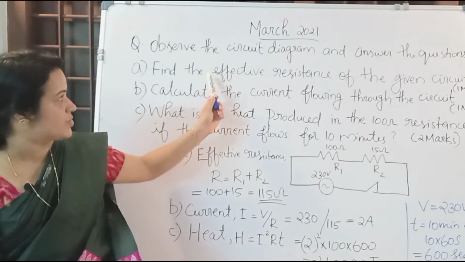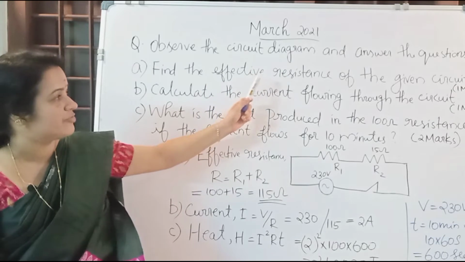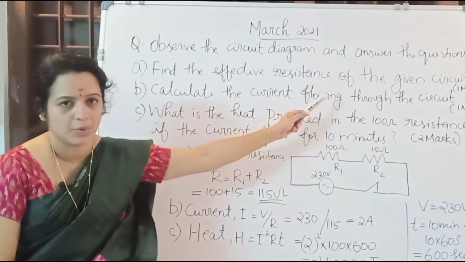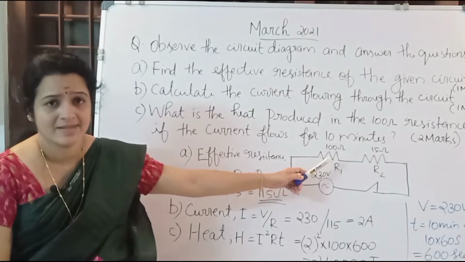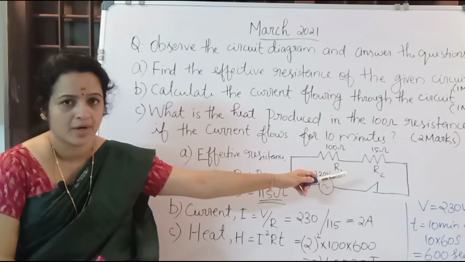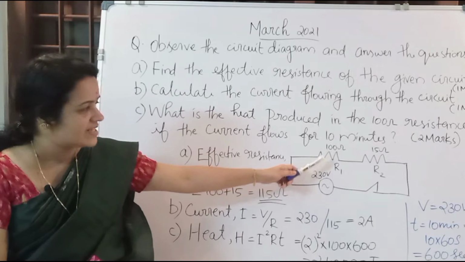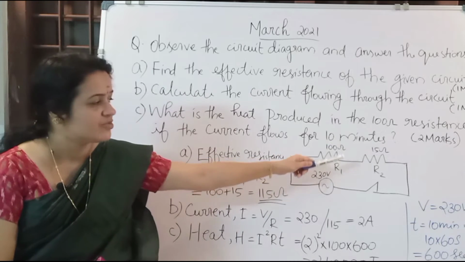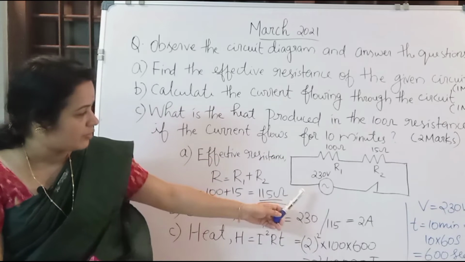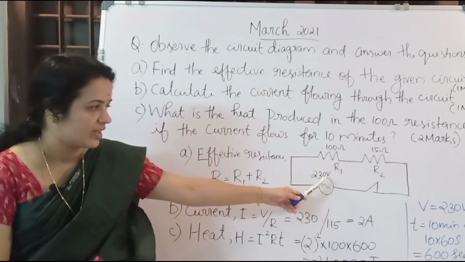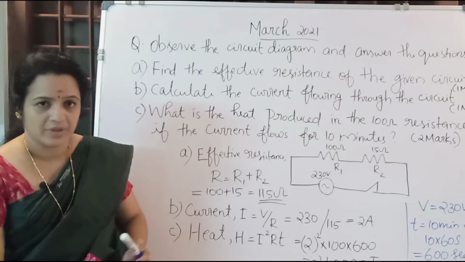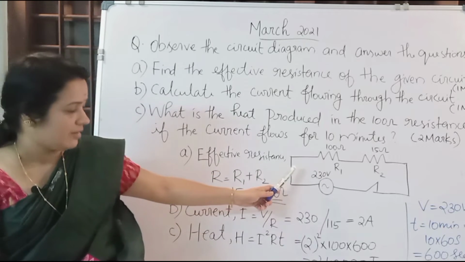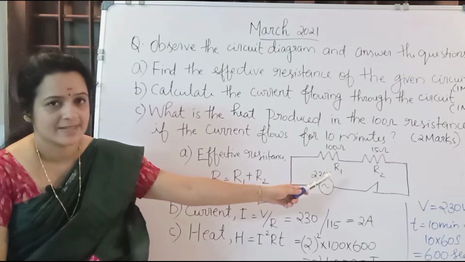Right. So what was the first question? To calculate the effective resistance in the given circuit. So we can see the circuit diagram. Here 2 resistors, R1 and R2, are given. The value of R1 is 100 ohm, R2 is 15 ohm. And we have the potential difference 230 volt and a key is connected. So here the current flows through the circuit. Right. So how will we find the effective resistance?